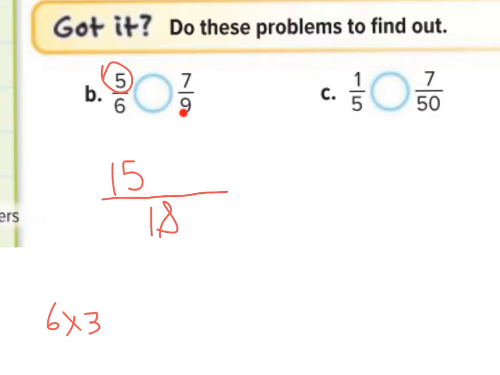And then what did I do to the 9 to make it 18? Multiply it times 2, right? 9 times 2 is 18. So 7 times 2 is 14. And you can see here the answer is 15 is greater than 14. So 5/6 is greater than 7/9.